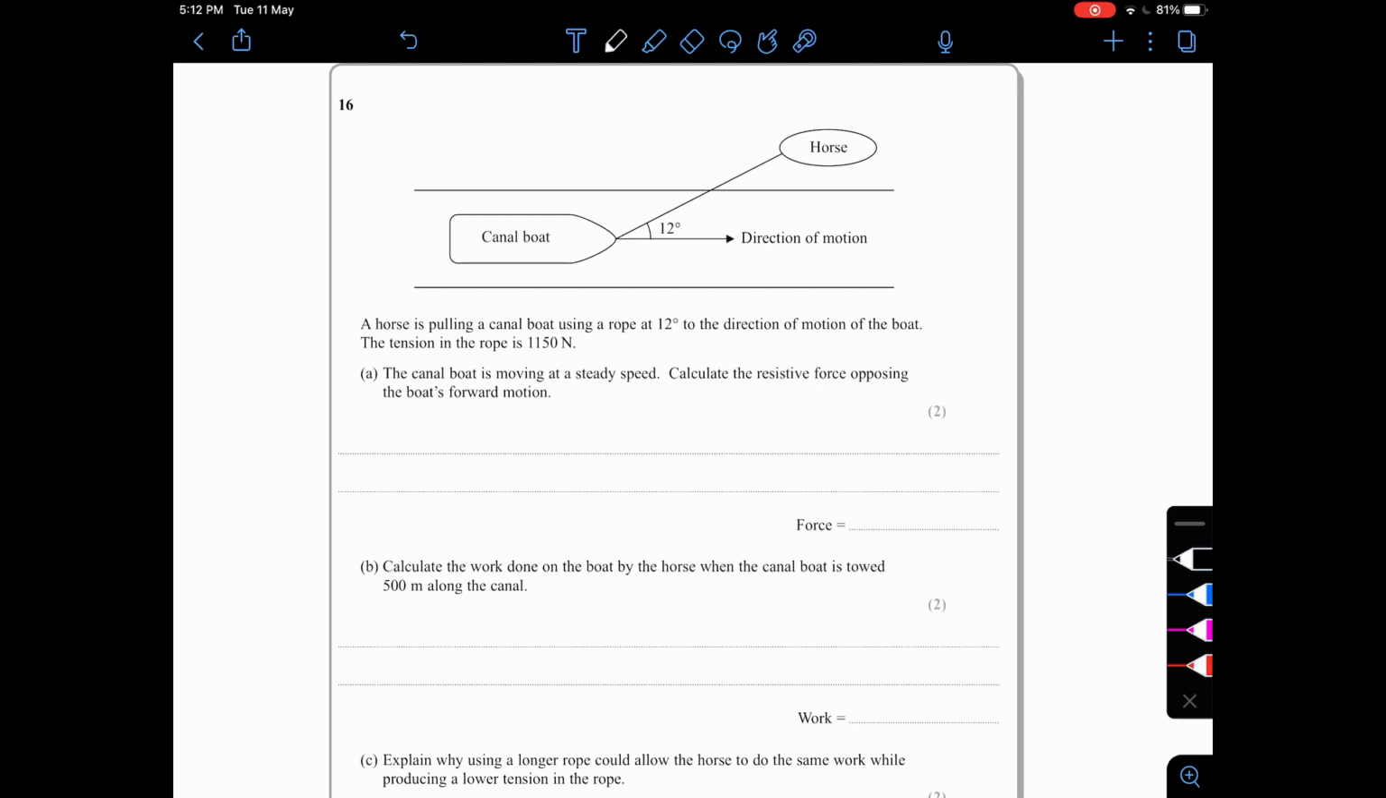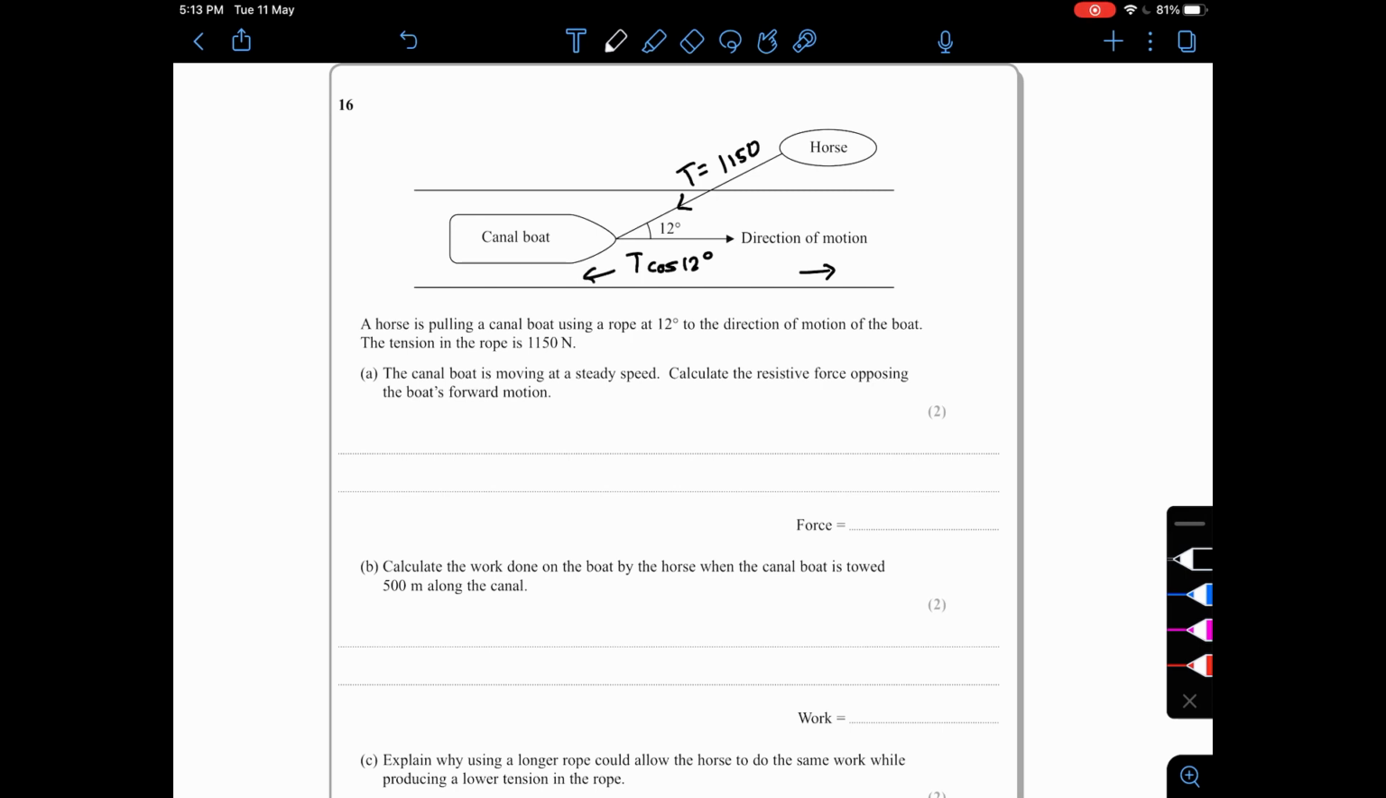So the motion is this, right? Tension always acts in the opposite direction of the motion, so tension must be in this direction, which is 1150. Now we want to find what? We want to find work done, right? How do we find what work done is? We have to find the horizontal component. So T cos 12 would be the horizontal component acting in this direction, right?